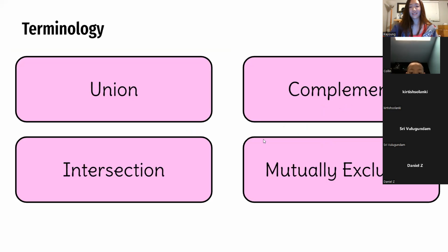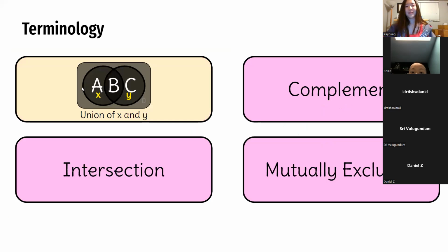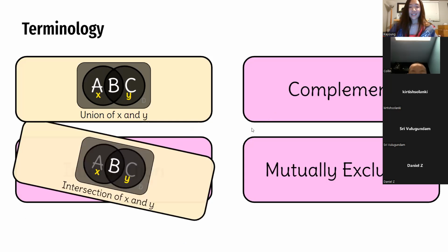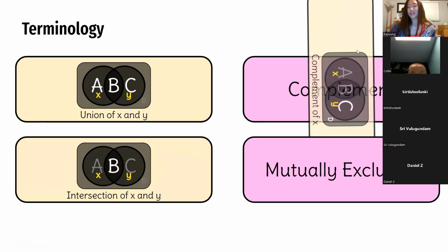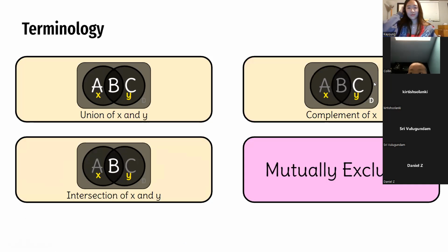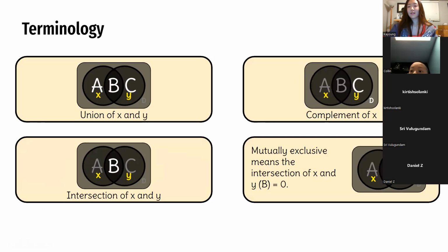Okay. So now we're just going to go over a little terminology. I personally don't think you really need to know this that much because this isn't something you'll really use every day. But just go over really quickly, the union of x and y would be all the intersections and the alone parts, I guess. Intersection is the part that overlaps. Complement is just the opposite side, since x is over here. Mutually exclusive means that the intersection, the overlap, has nothing in it. So basically they don't overlap.